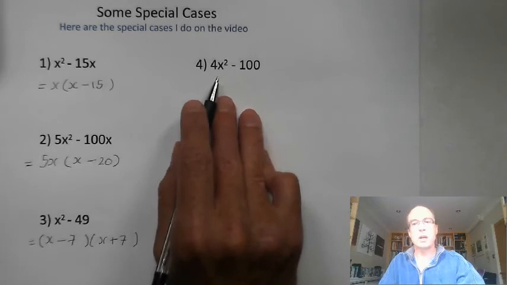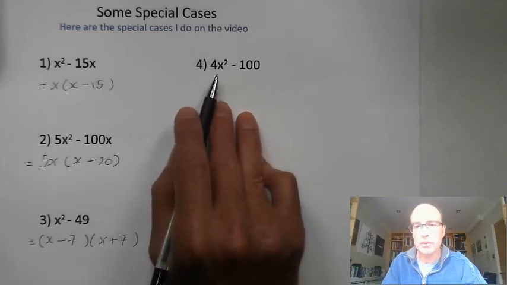Let's have a look at this example over here. It's similar. It's still the difference of two squares.